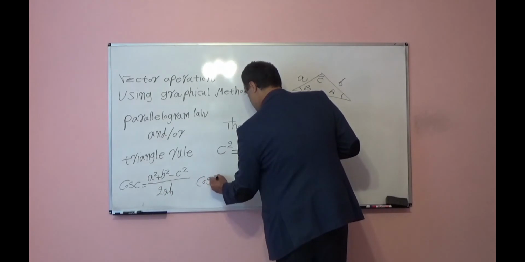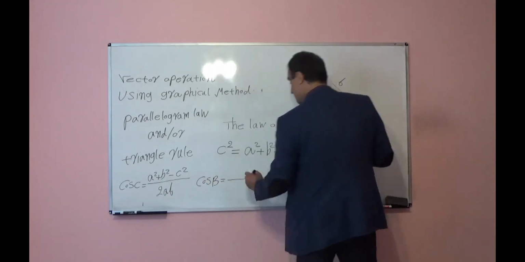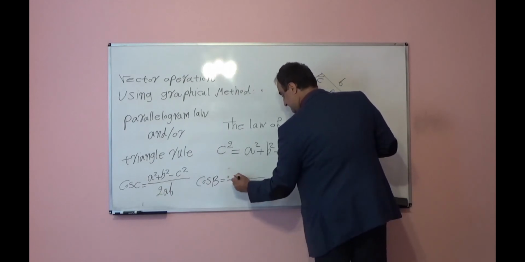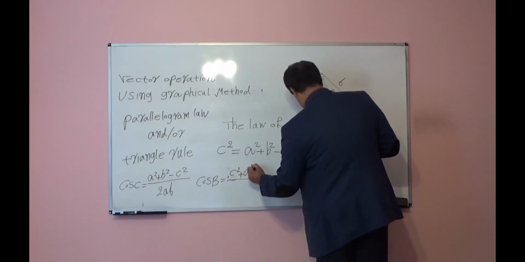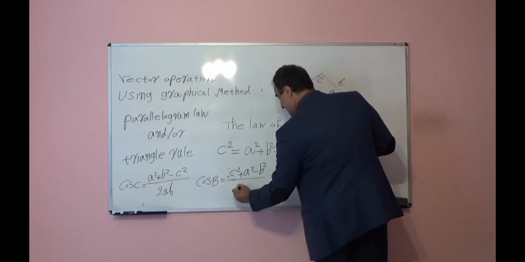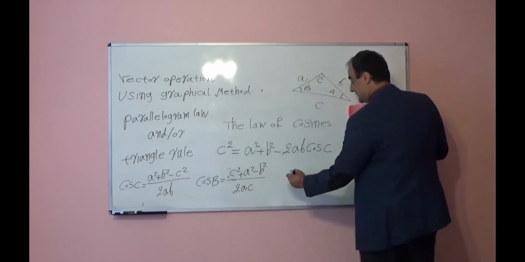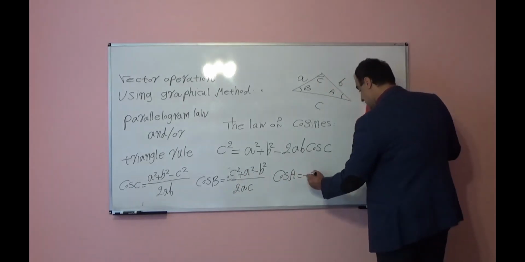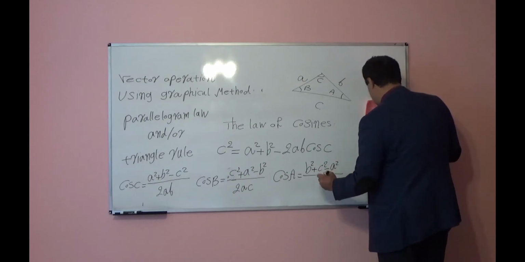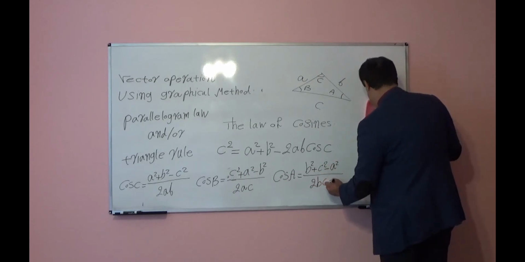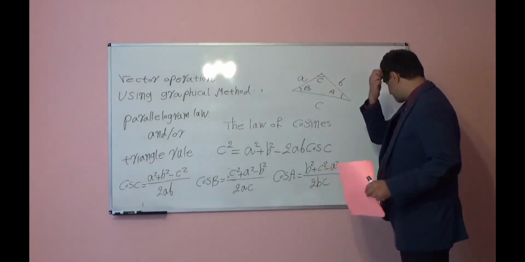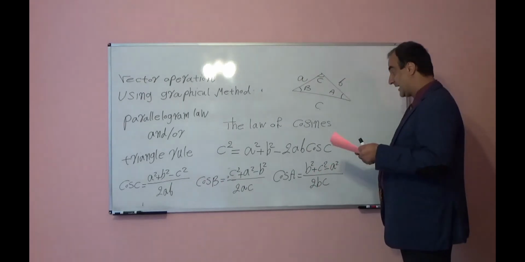Cosine B is equal to c squared plus a squared minus b squared divided by 2ac. Cosine of angle A is equal to b squared plus c squared minus a squared divided by 2bc. You can write it in this form or in these forms. This is the law of cosines, we know that.